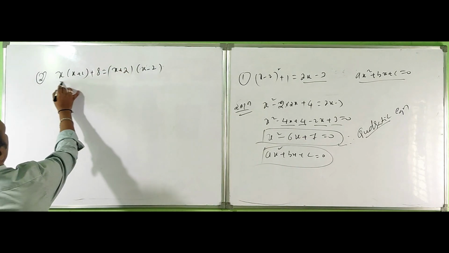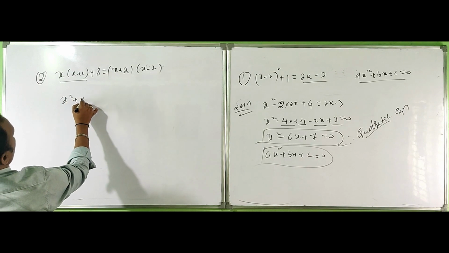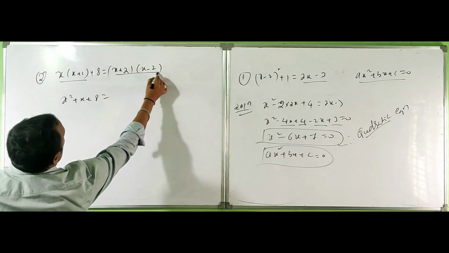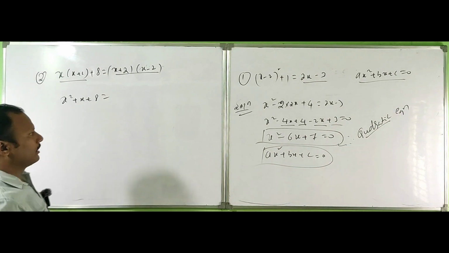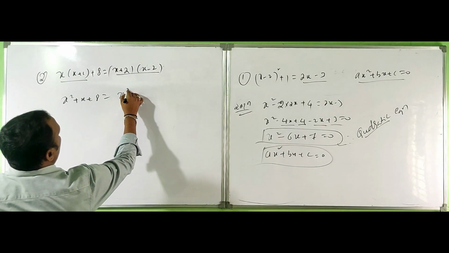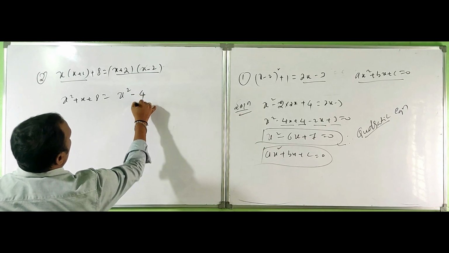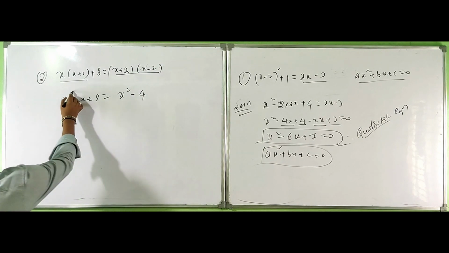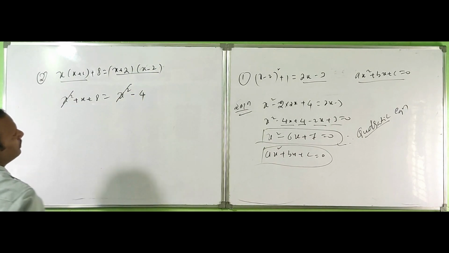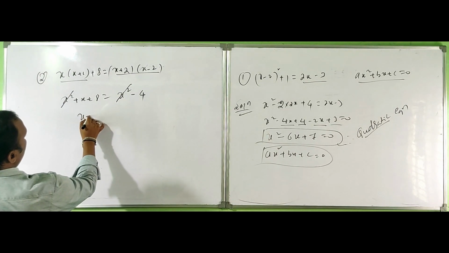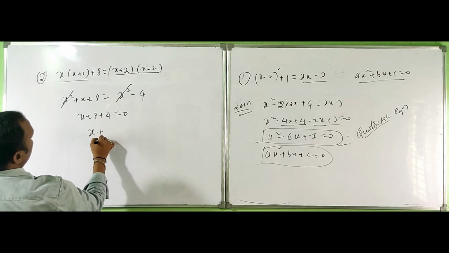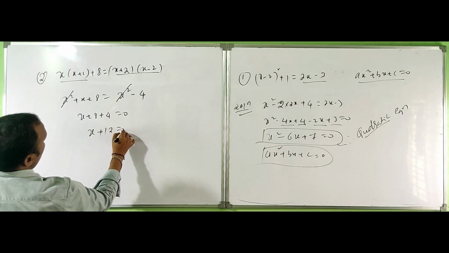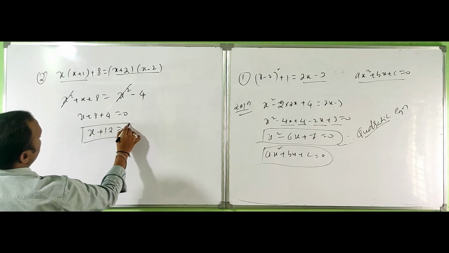Let's multiply it here. x square plus x plus 8 is equal to, using the form a plus b into a minus b, x square minus 4, that is 2 square. So plus x square gets cancelled. This is x plus 8 plus 4 is equal to 0. x plus 12 is equal to 0. So this becomes a linear equation.